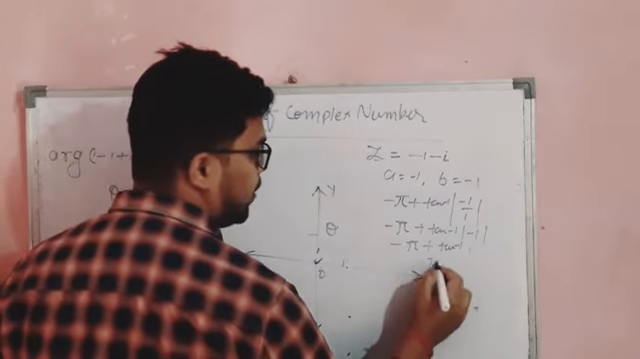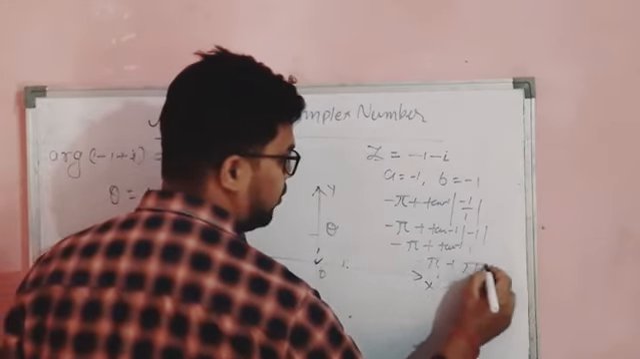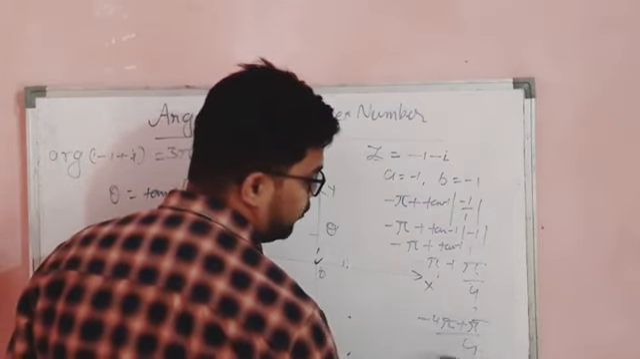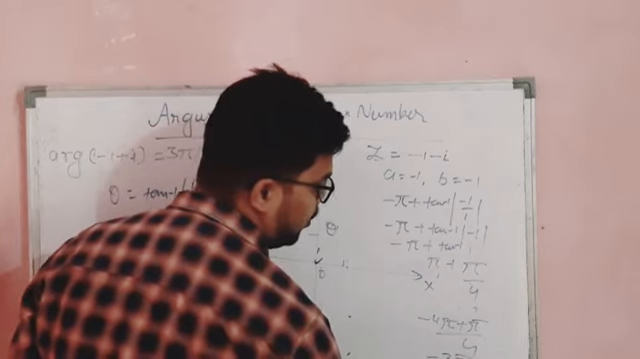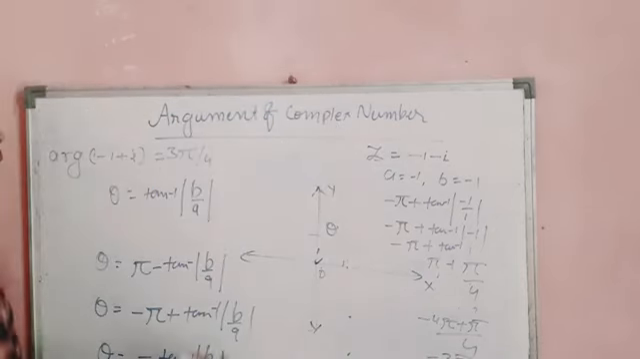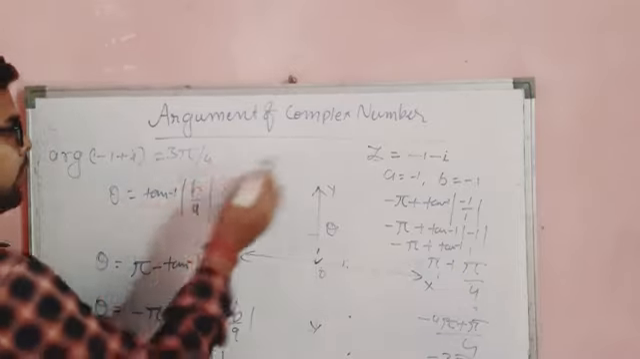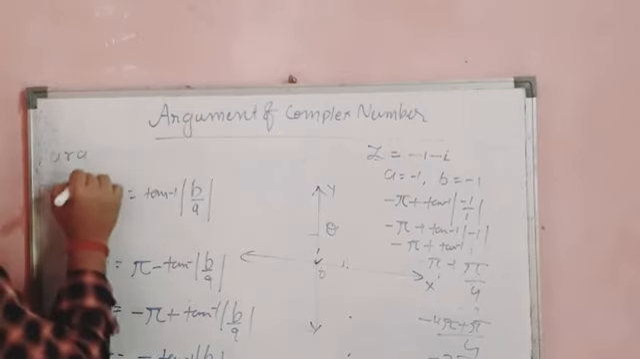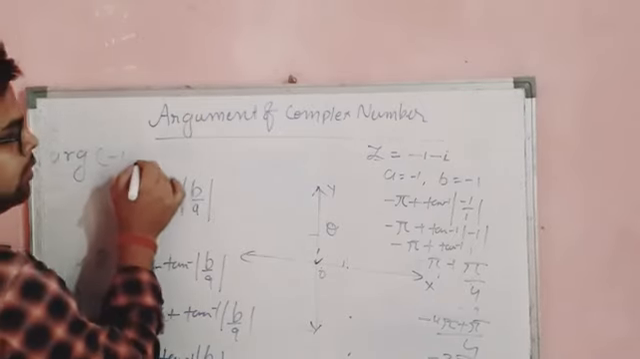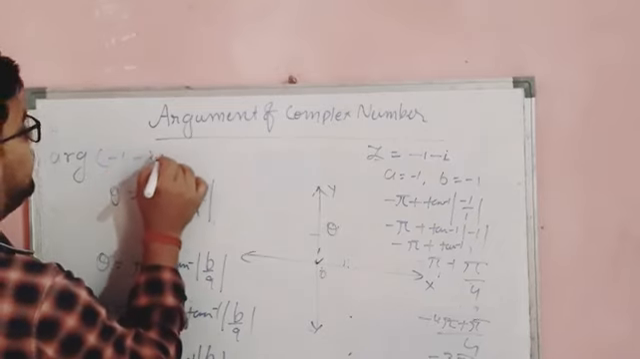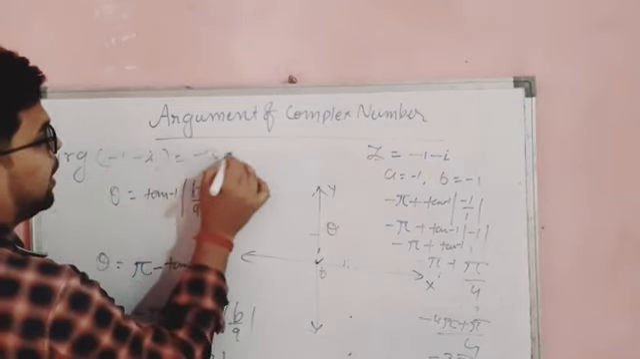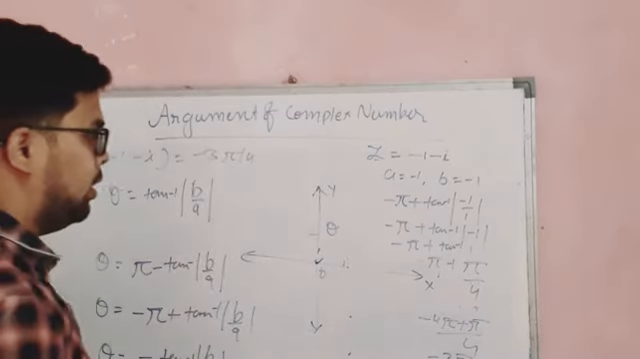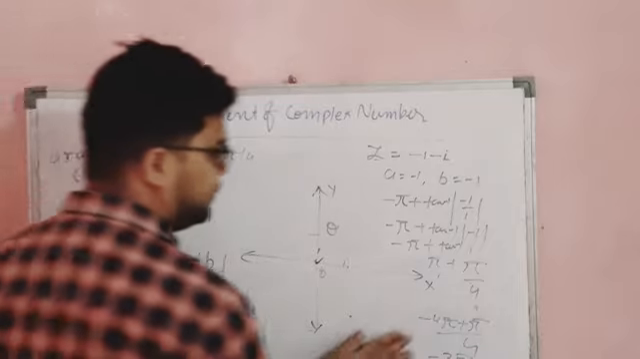So minus pi, and what is the value of tan inverse 1? Pi by 4. So here you will get minus pi plus pi by 4. So finally you will get minus 3 pi by 4. Minus 3 pi by 4 will be the principal value of this complex number, or we can say that the argument of minus 1 minus i is equal to minus 3 pi by 4.